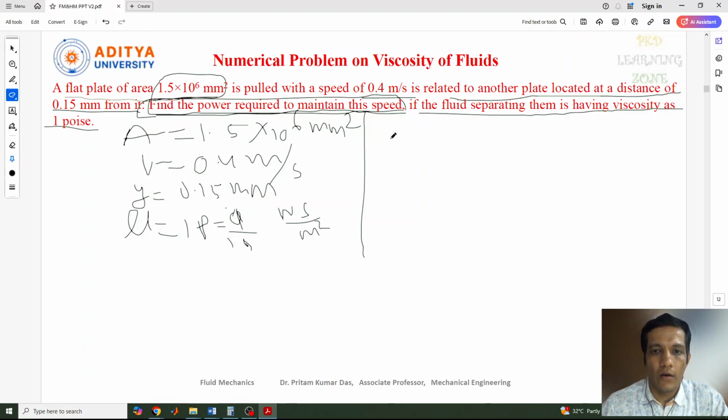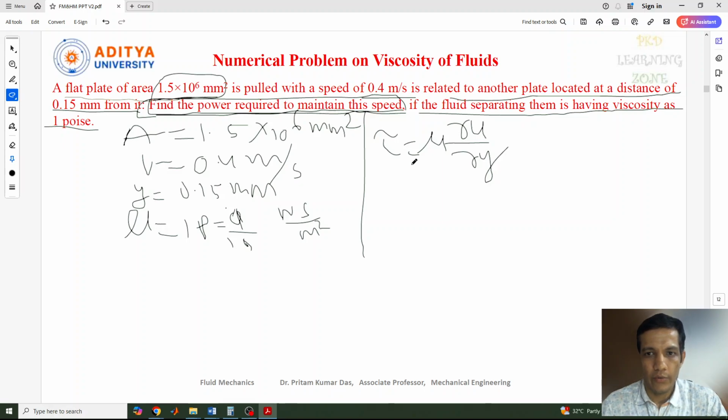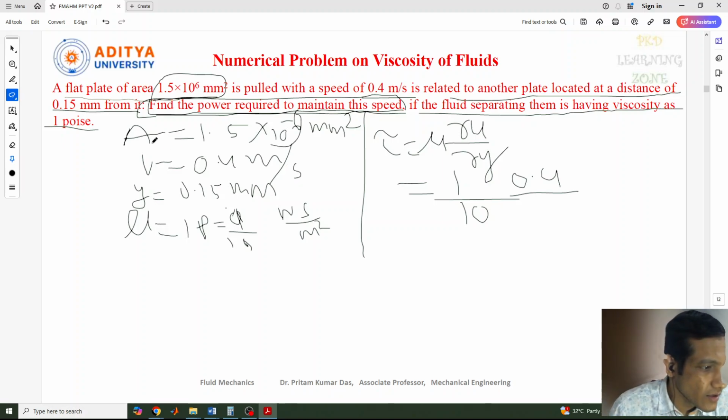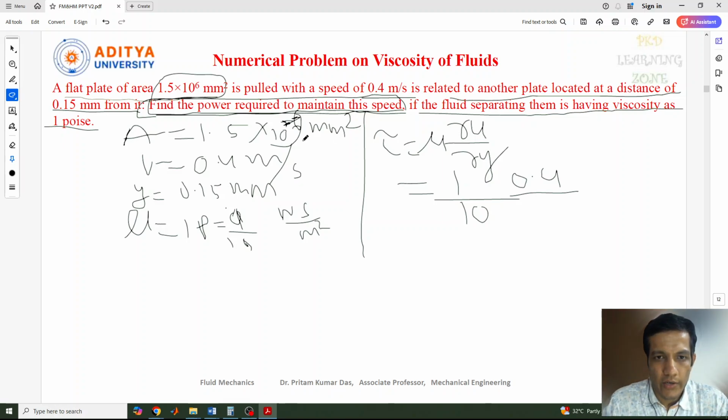Okay, so we know that tau equals mu into du by dy. Now here tau is also not given, so we need to find tau. First, mu is already given, mu equals 1 by 10, and the change in velocity is 0.4, and dy is already given, 1.5. The area is given in millimeter square, so I just need to change it into meter square. So this 6 we can convert into meter square. It will be directly 1.5 meter square.